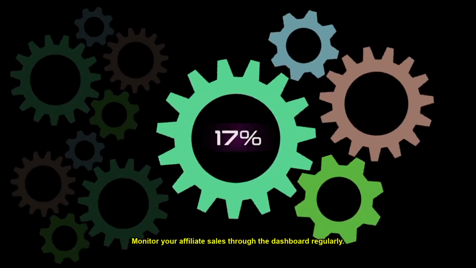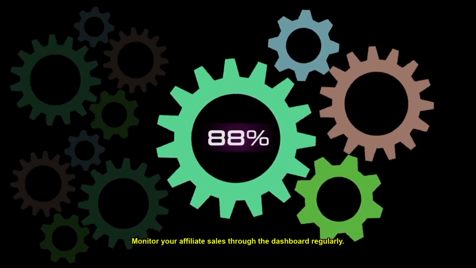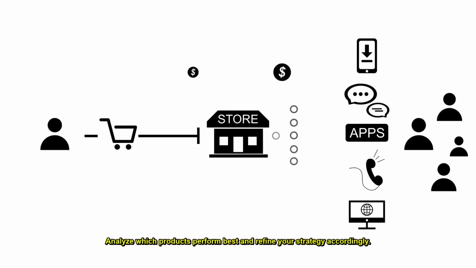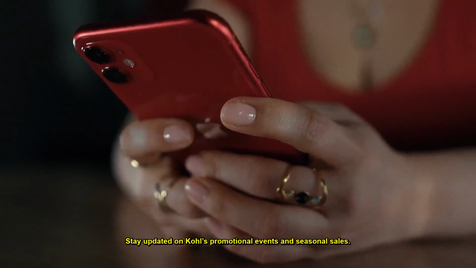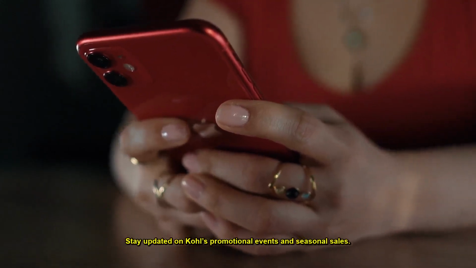Monitor your affiliate sales through the dashboard regularly. Analyze which products perform best and refine your strategy accordingly. Stay updated on Kohl's promotional events and seasonal sales. Tailor your content to highlight special deals or discounts.